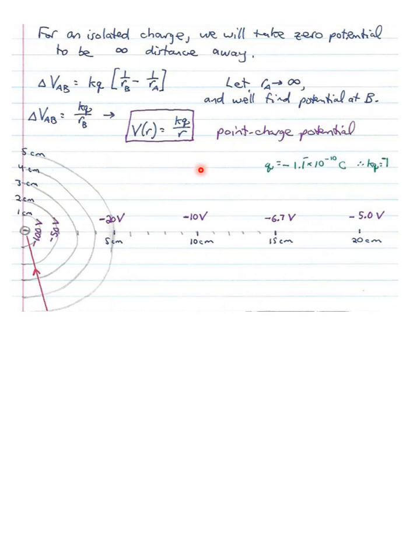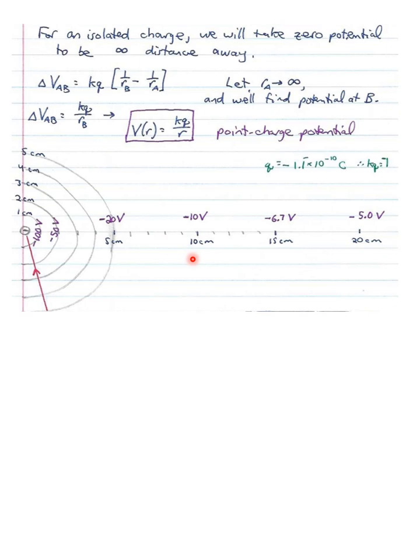Now, like an example I did earlier in this video, let's let Q be negative 1.1 times 10 to the negative 10 coulombs. Therefore, kq is negative 1. And you can see I've done the calculations here. Here's our negative charge. If you plug in the values at 1 centimeter away, you've got negative 100 volts. At 2 centimeters, negative 50 volts. Keeping on plugging in the numbers, at 5 centimeters, negative 20 volts. 10 centimeters, negative 10 volts.